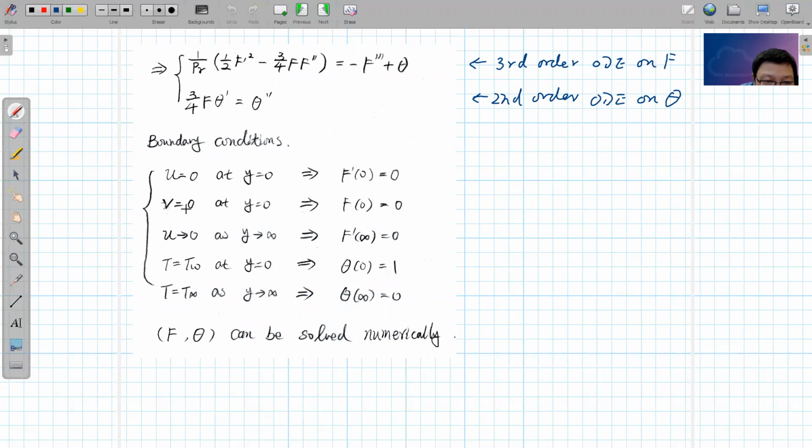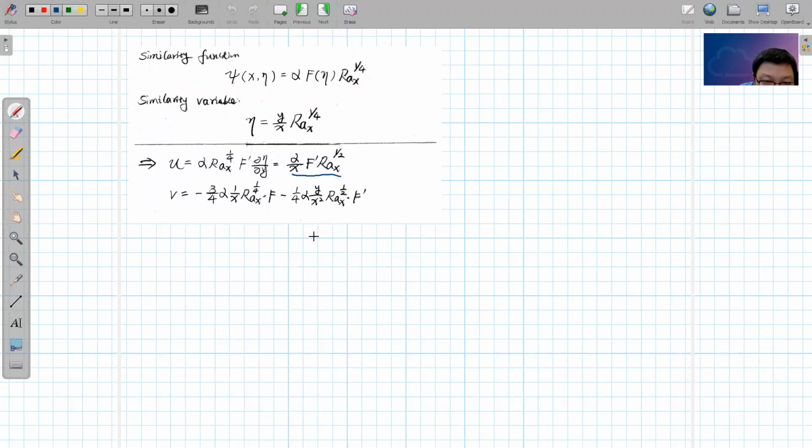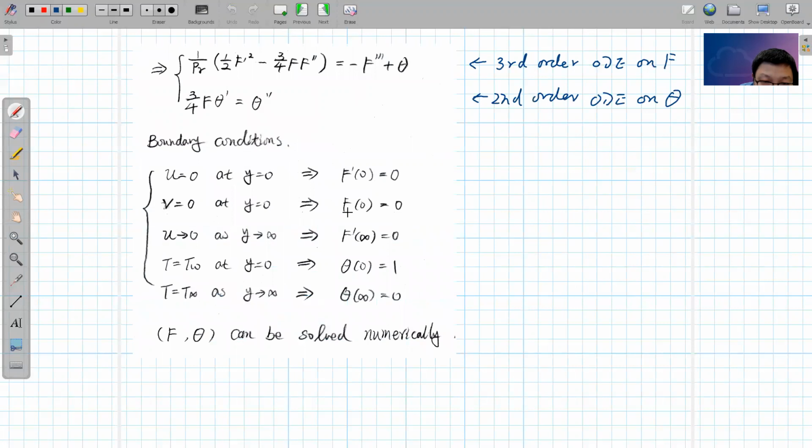At y equal to 0, v has to be 0. That means f has to be 0, because we know that f prime 0 equal to 0 is already 0. So to make v equal to 0 at y equal to 0, f also has to be 0. This gives us f0 equal to 0. And for y going to infinity, u has to be 0, so we have f prime infinity equal to 0.